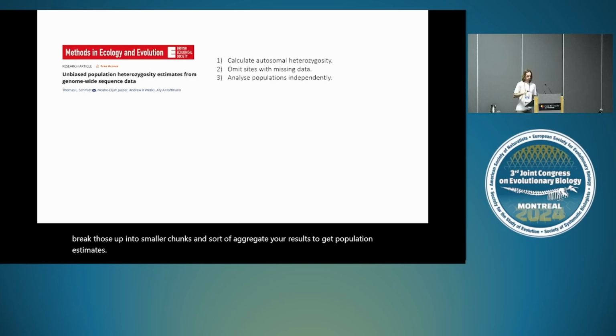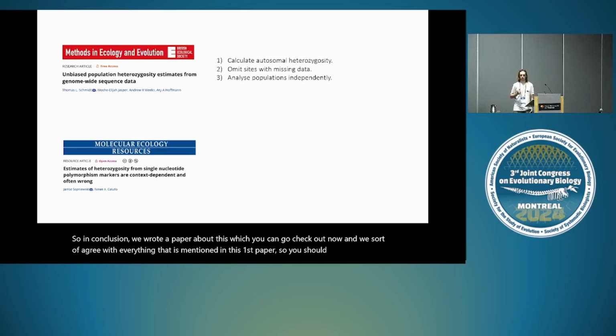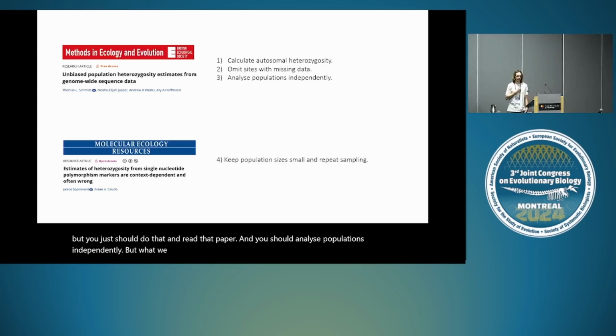In conclusion, we wrote a paper about this, which you can go check out now. We agree with everything that is mentioned in this first paper. You should calculate autosomal heterozygosity estimates; just leave SNP stuff behind, it's too problematic. You should omit sites with missing data. The reasons I haven't talked about within this talk, but you should do that and read that paper to work out why. And you should analyse populations independently. What we propose in addition to that is this method of looking at things in smaller chunks and averaging those results to get population level estimates.